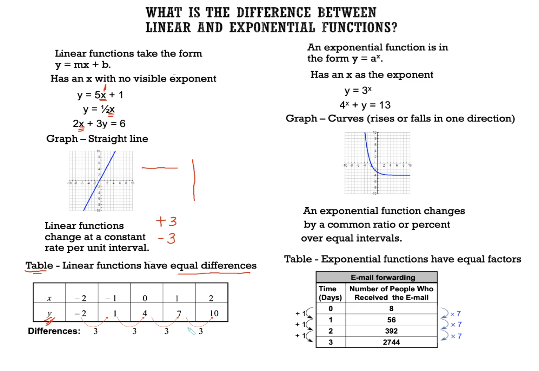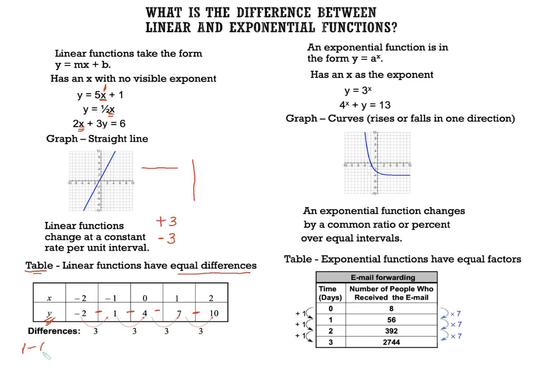Now, some people like to do the difference. I always tell students, if you can't really figure out the number differences, go 10 minus 7. I like to write it like this. 10 minus 7 is 3. 7 minus 4 is 3. 4 minus 1 is 3. And then here, 1 take away -2 will give you 3.